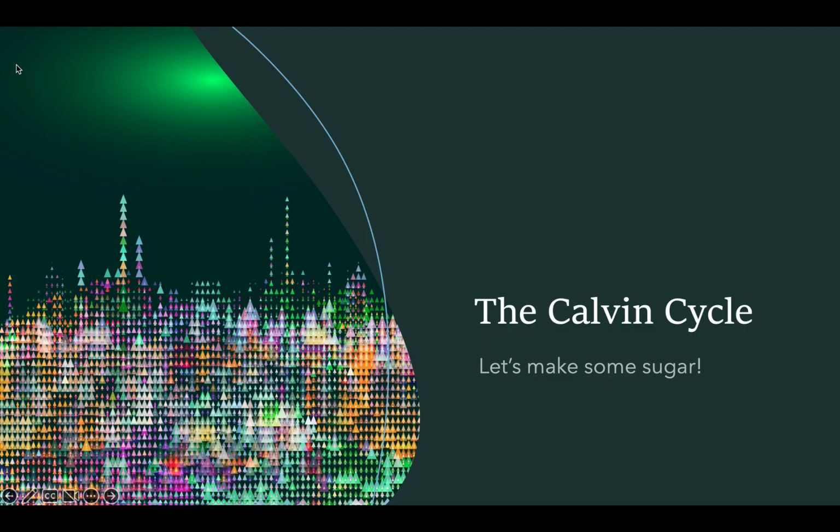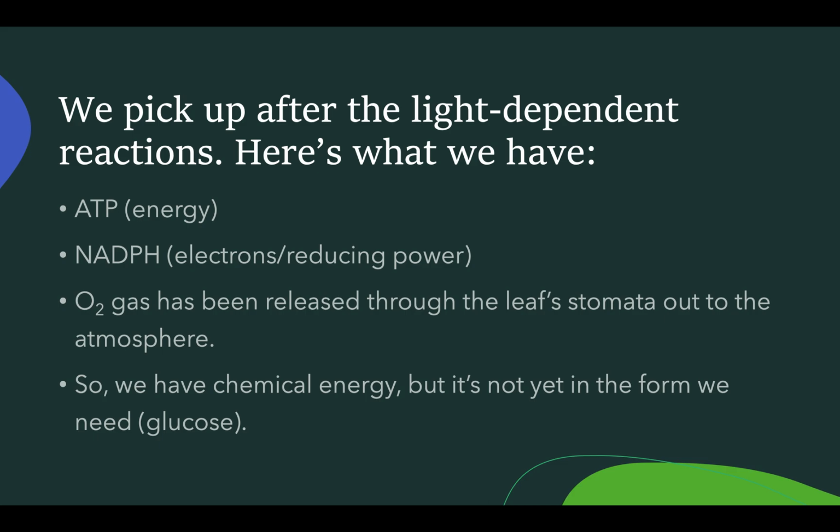Okay, finally we have reached photosynthesis part 3, the Calvin cycle. Here we are going to actually make some sugar. So let's refresh where we are. We're picking up after the light-dependent reactions. And here is what we have.